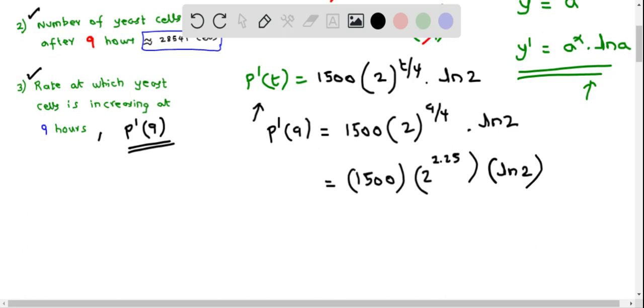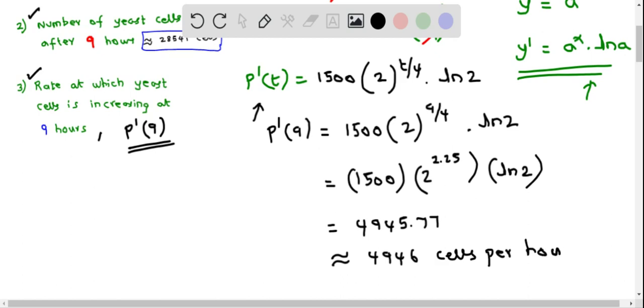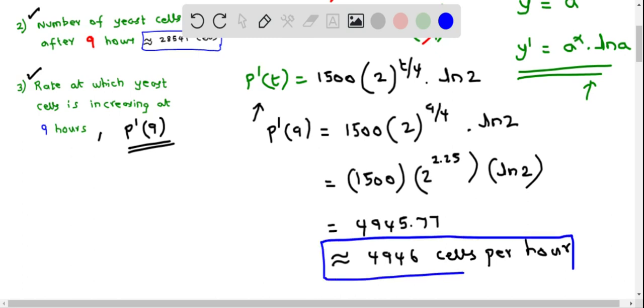We put this expression into the calculator and we get approximately 4945.77. When approximated to a whole number, this is 4946 cells. Since this is a rate, we put the unit as cells per hour. So we answered question 3. That is, the rate at which the number of cells is increasing at 9 hours is 4946 cells per hour.